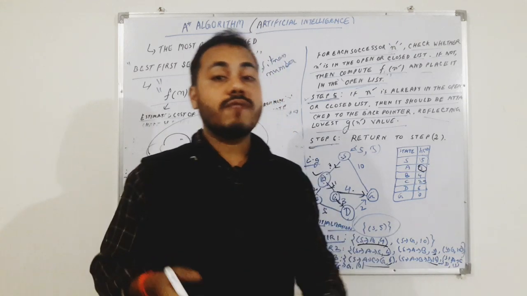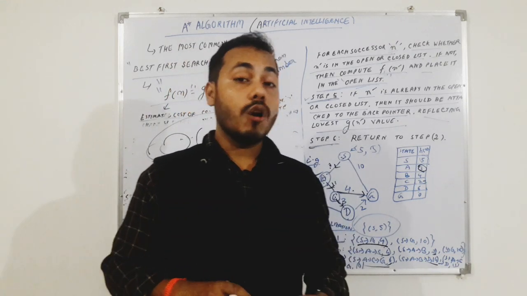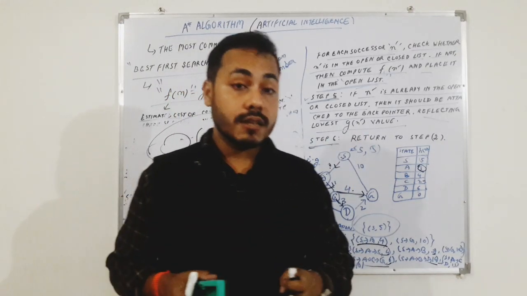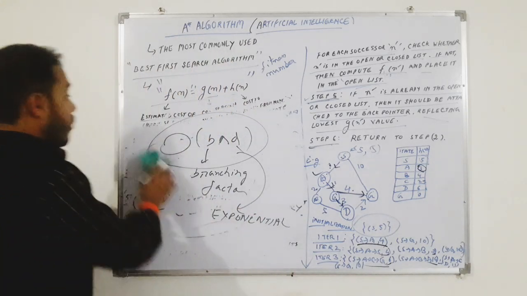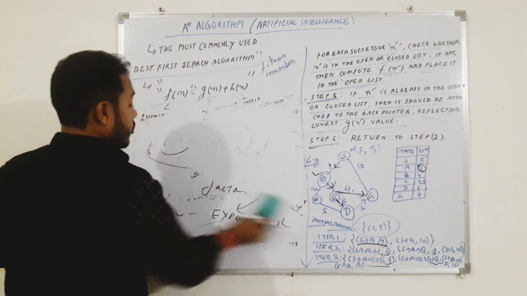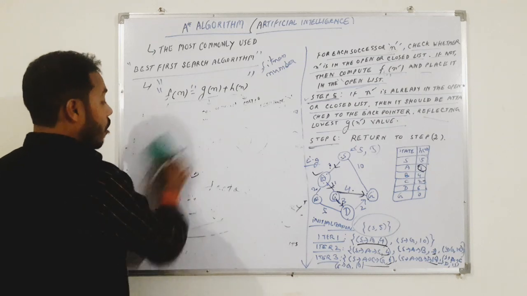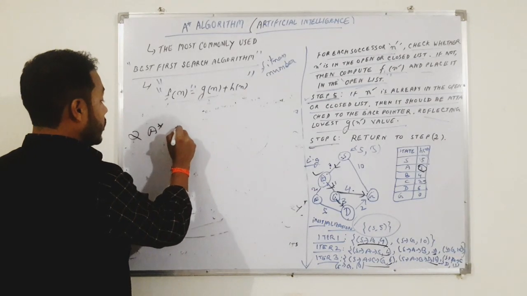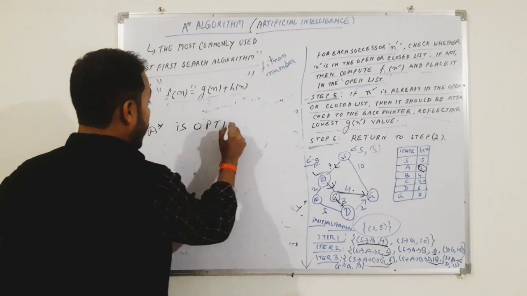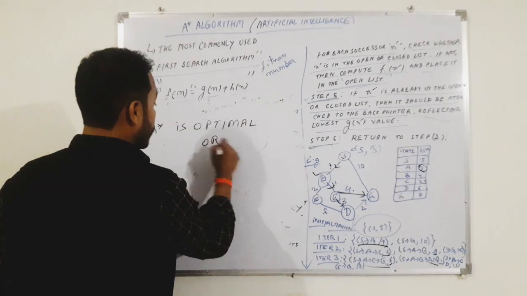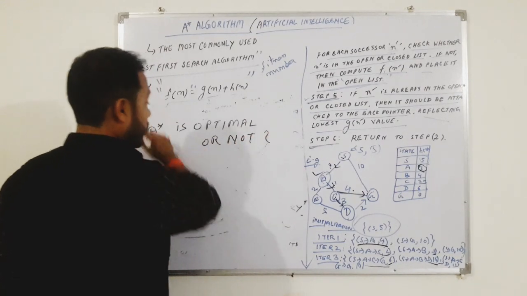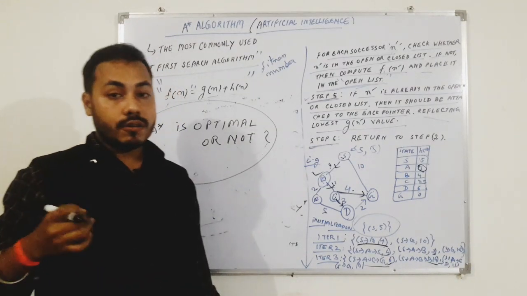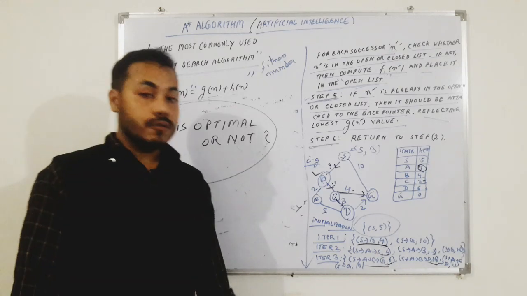So guys, these are the facts about the A star algorithm. I hope you have got every point and concept and the numerical problem that I have discussed in the class. One question I want to give you, which you have to answer through comments. The question is whether the A star algorithm is optimal or not. You need to comment whether A star algorithm is optimal or not. I'll respond to those comments.